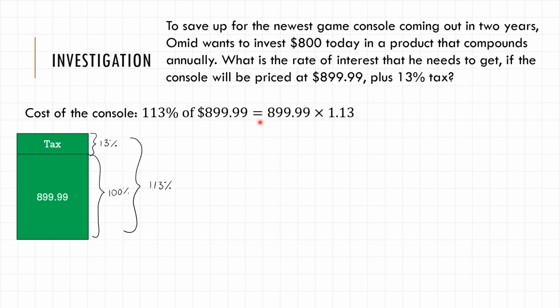and that gives me my total, which I know is the amount that Omid needs in 2 years: $1,016.99. So he knows how much he has today. He knows how much he'll need in the future. This is the future value. And even though he only has $800 today, he has 2 years to wait. He has 2 years for his money to grow, but no more than that because he wants to get this thing pretty soon. What kind of interest rate would he need?